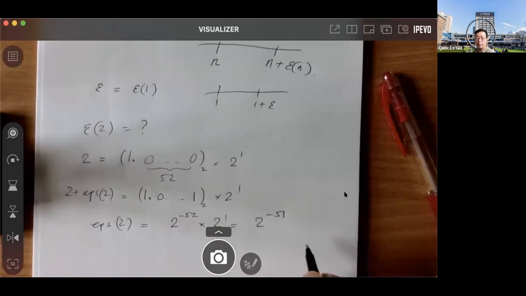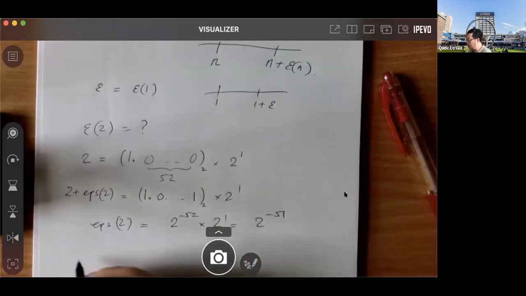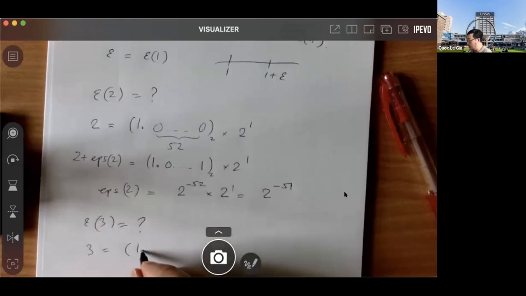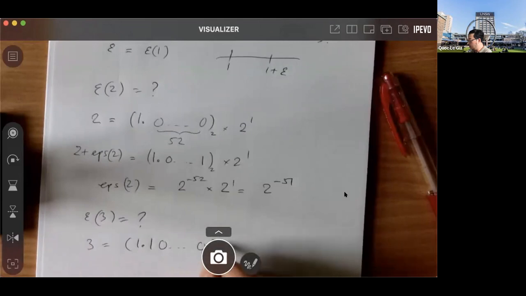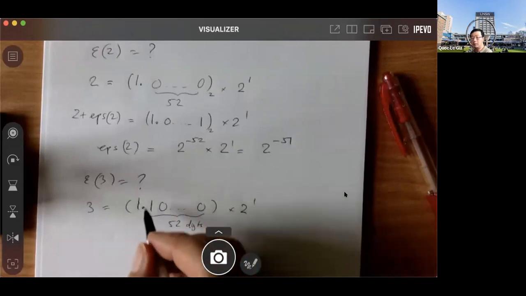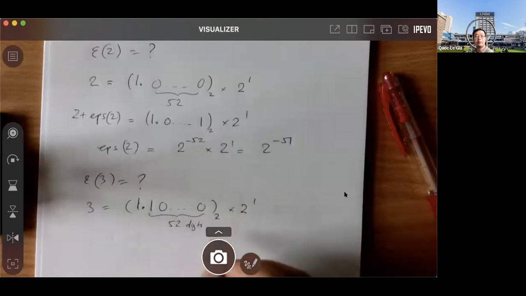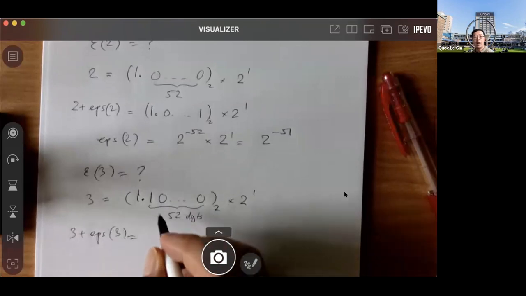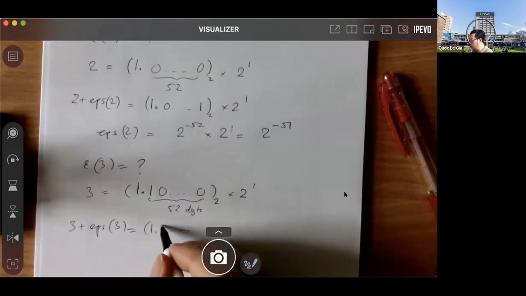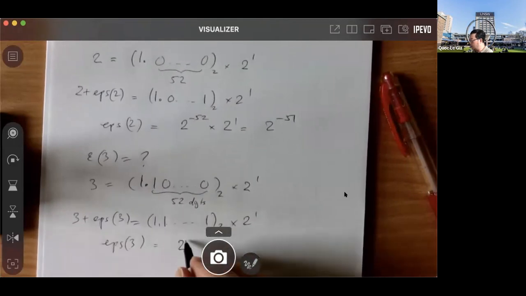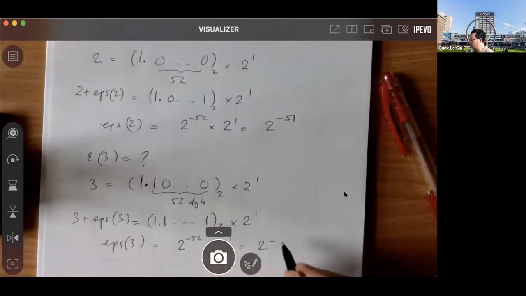Maybe we do the same for 3. So epsilon of 3. You have 3 is 1.1 and then 0, 0, 0, 0, 52 digits here, multiplied by 2 to the 1. Remember this number 1.1, you multiply by 2, you get 11 in binary form, which gives you the number 3. Then 3 plus epsilon 3 will be, you turn on the last digit, 1 here. And so epsilon 3 is 2 to the minus 52 multiplied by 2 to the 1, which is 2 to the minus 51.